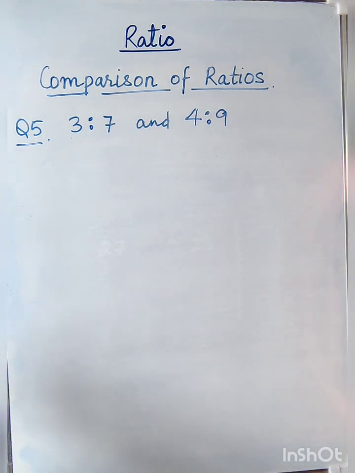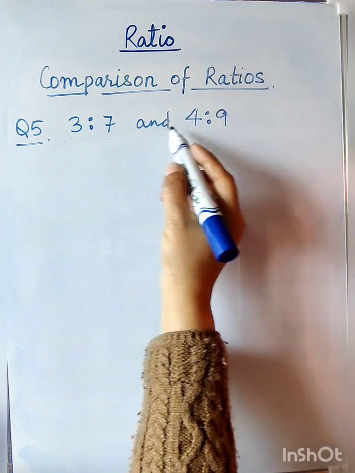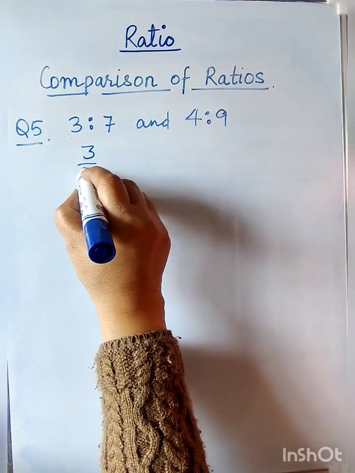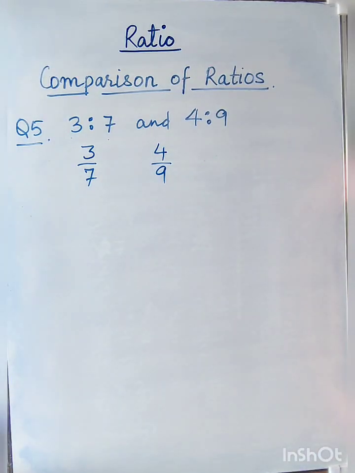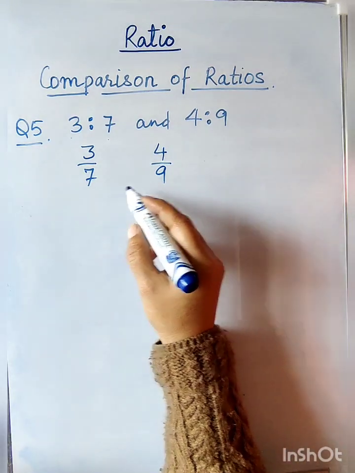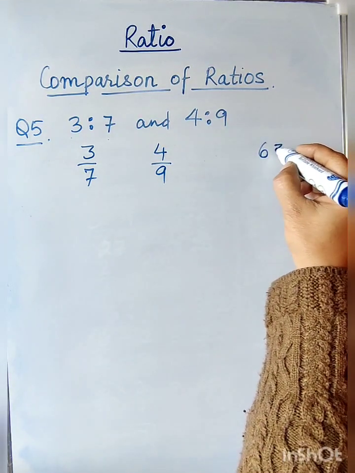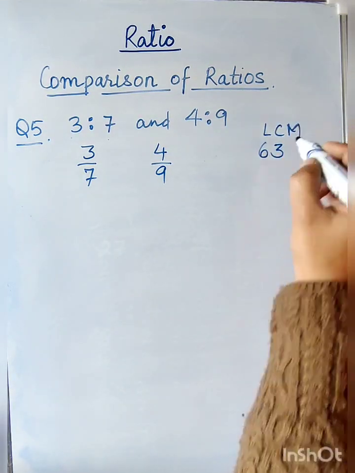The very first thing we are going to do is write the given ratios in the form of fractions in their simplest form. Here they are already in the simplest form. So we will just write them in the form of fractions and compare as we do in fractions. Taking the LCM of 7 and 9, we know the LCM of 7 and 9 is 63.